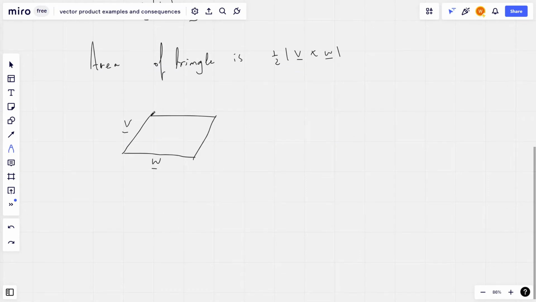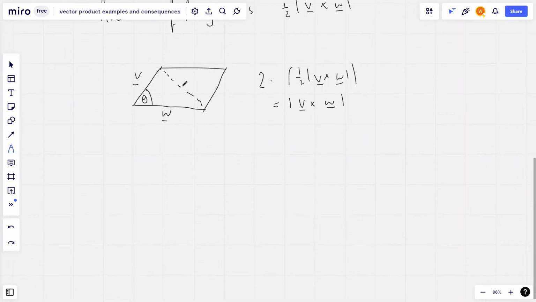Well, if we split it into two triangles, these triangles are exactly the same, and we have some angle here, so the area of this parallelogram is just 2 times half of the magnitude of v times w, and so this is just equal to the magnitude of v times w. So that's great, we have a shortcut for finding the area of a parallelogram given just 2 vectors.